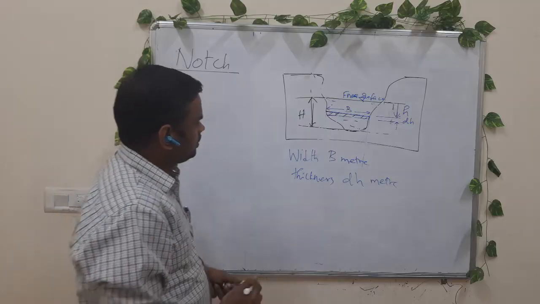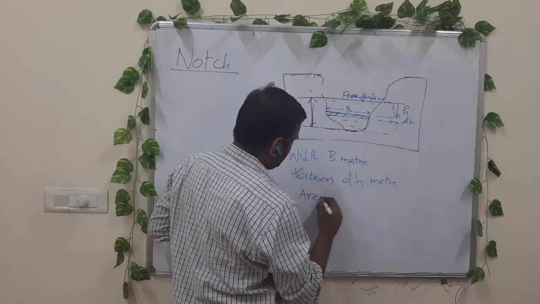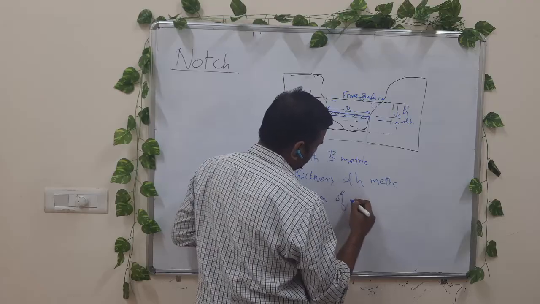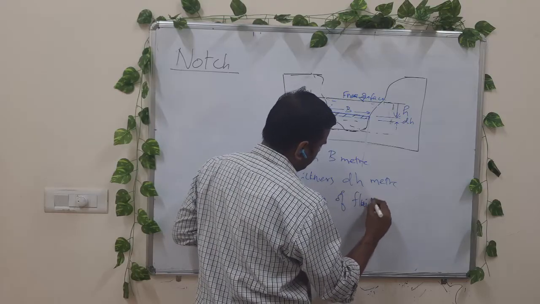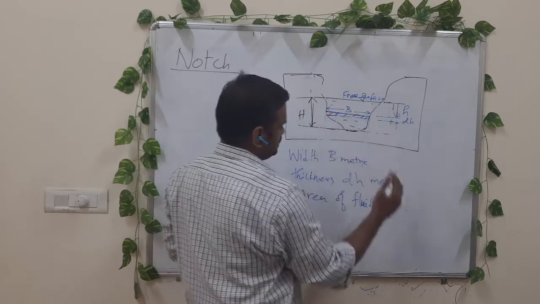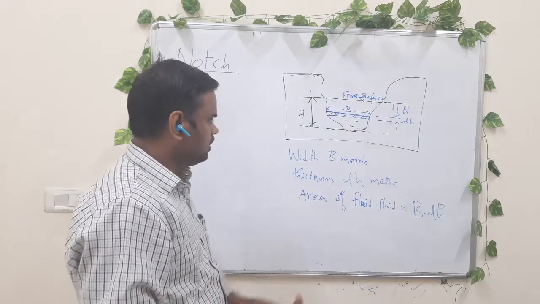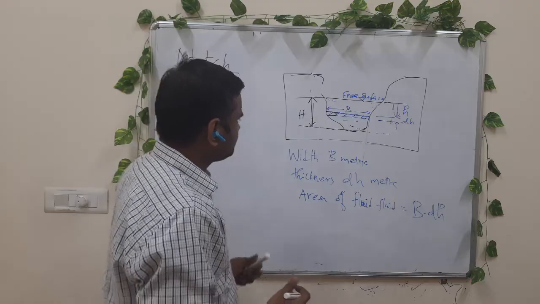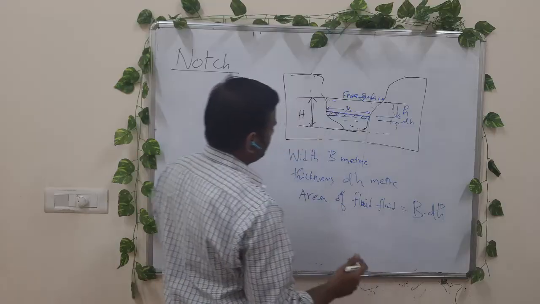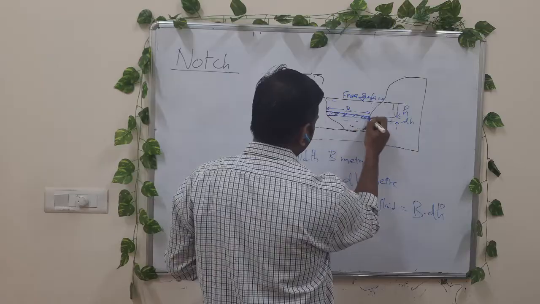Now, what is the area of the flow? The area of the cross section through which the fluid is flowing is b into dH. So b into dH is the area for the volumetric flow rate, that is, the flow rate in this small thickness.